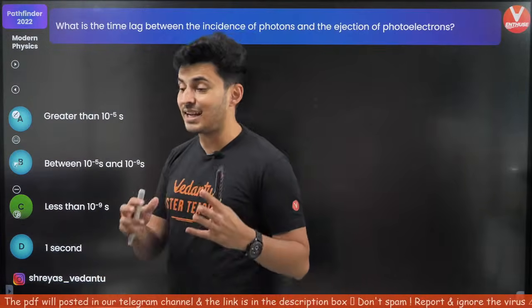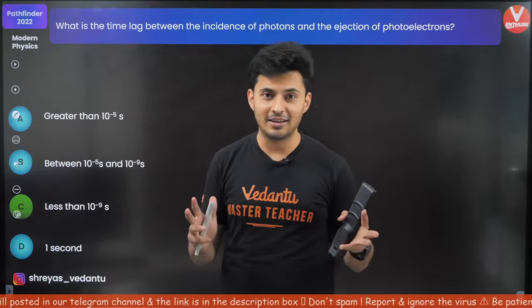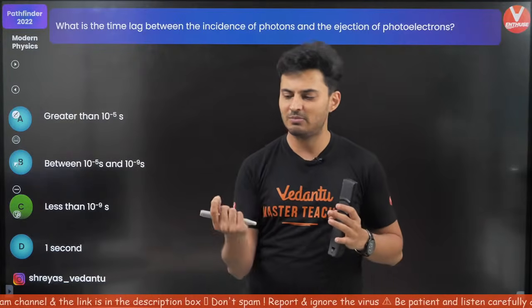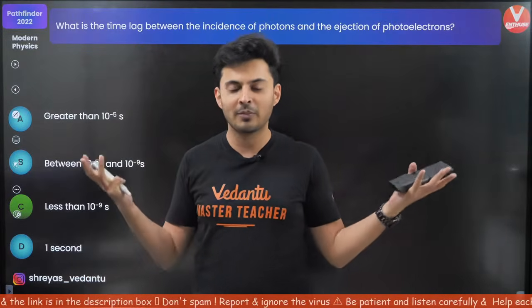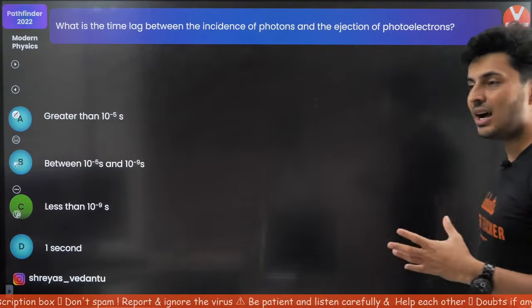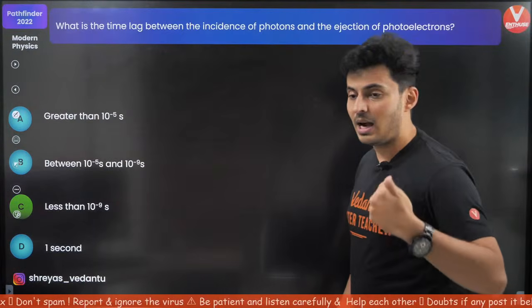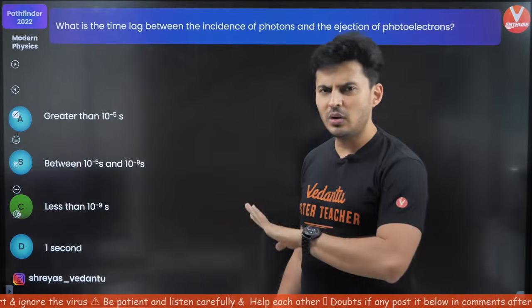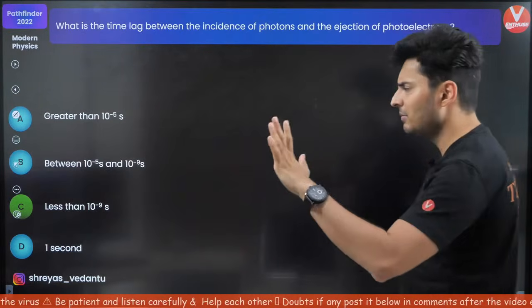10 to the power minus 9 is a nanosecond. Nano is 10 to the power minus 9. So it's very quick. It's gone before you know it. This is something which you should know. This can be asked in boards, in mains, and it could be asked in BITSAT, but not a JEE Advanced type of question, but something which you should be well aware of.